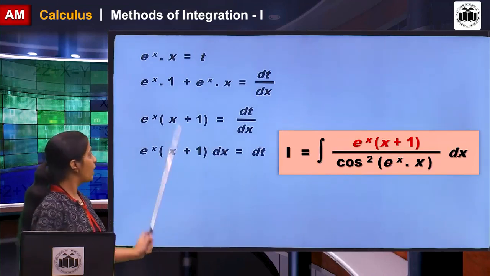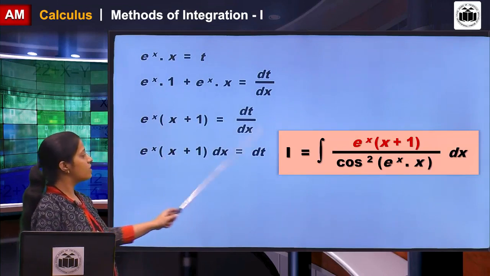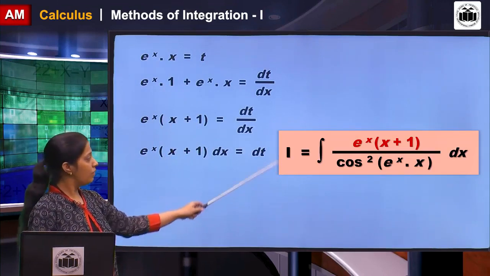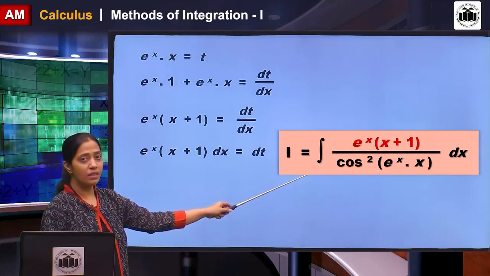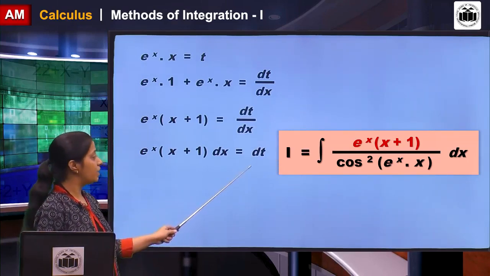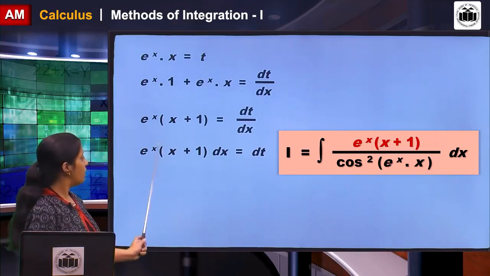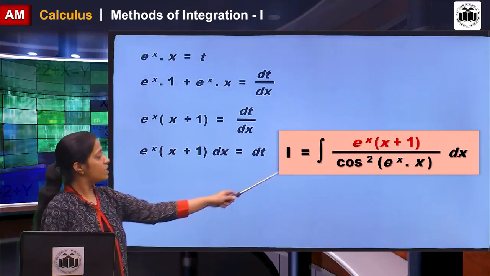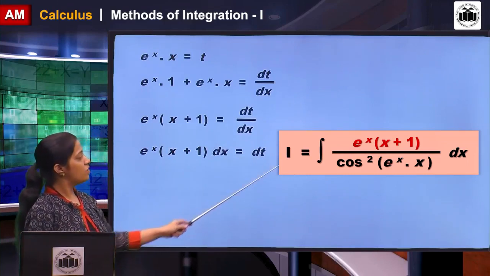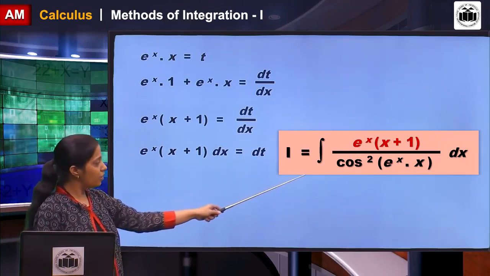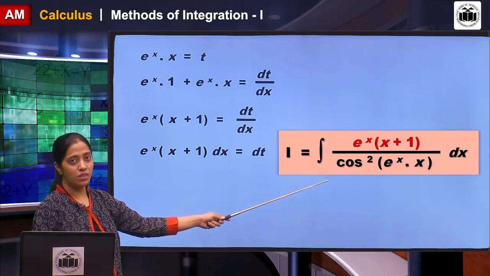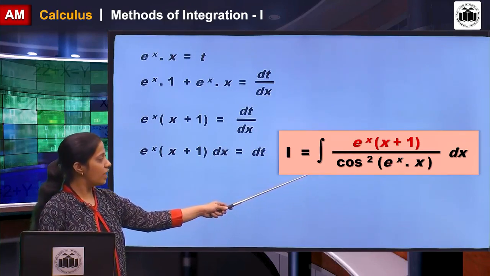Now why are we doing all this? Just look at our integral problem. What is given? Integration of e raised to x, x plus 1. That term we want in terms of dt. So now we get e raised to x, x plus 1 dx. So our full numerator is now dt, and for the denominator we have taken the substitution. So this is what? Cos square t.